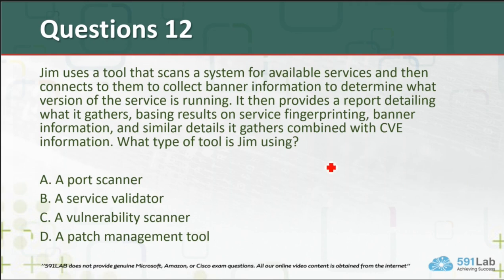So the answer for this one is C, as you have guessed. Vulnerability scanners that do not have administrative rights to access a machine or that are not using an agent scan remote machines to gather information including fingerprints from responses to queries and connections, banner information from services, and related data. Common vulnerability and exposure information is also associated with vulnerability scanners. So the answer for this one is C.